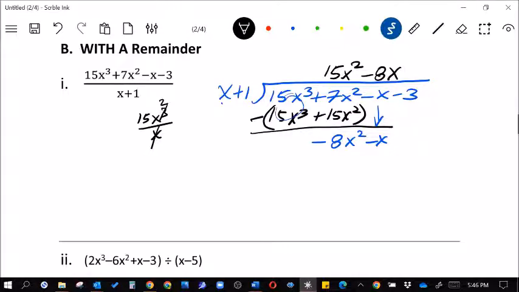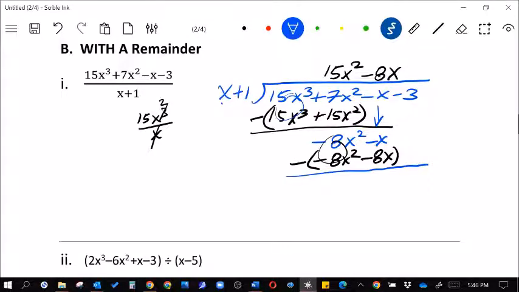So if I put x under there, it'll cancel out one of the x's, so it's negative 8x I need. Negative 8x times x gives me negative 8x squared. Negative 8x times 1, negative 8x. But we subtract these. Those go away. But here, negative x minus negative, or plus 8x. So we have positive 8. 8 minus 1, that means we have a 7x now.